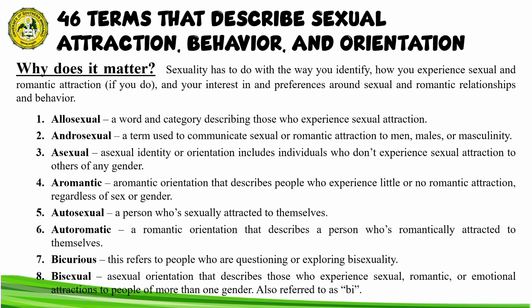Asexual is when a person does not feel sexual attraction towards another person, whether it's her partner or his partner, while aromantic is a person who does not feel romantic attraction towards another person.